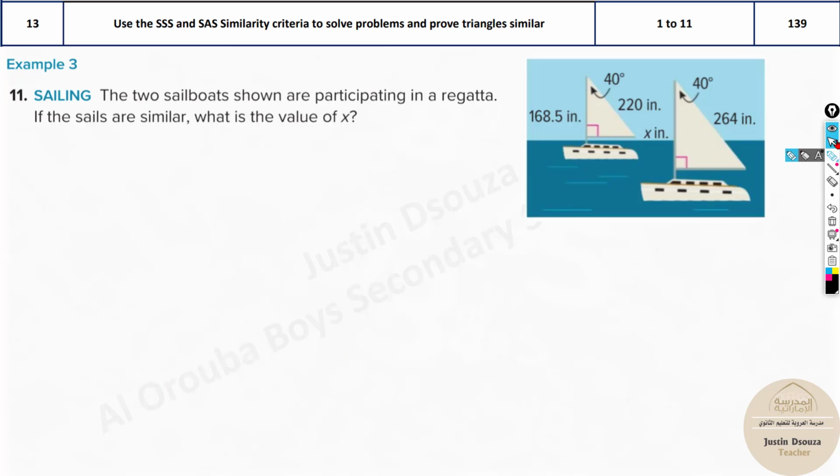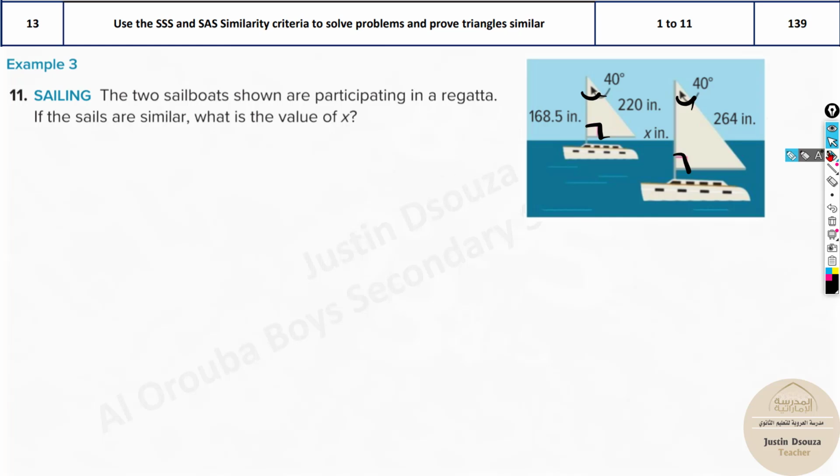And there's one last problem over here. Now look at the dimensions, all are in inches, so it's very easy to solve this. Now this is 40 degrees and 40 degrees, the figure is given over here. So they are similar. Two sailboats shown are participating in a regatta. If the sails are similar, find the value of x. A regatta is basically a race of boats or yachts. When you're having a race, it's called a regatta. It's a sporting event.